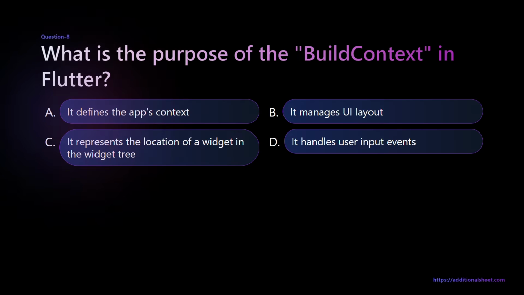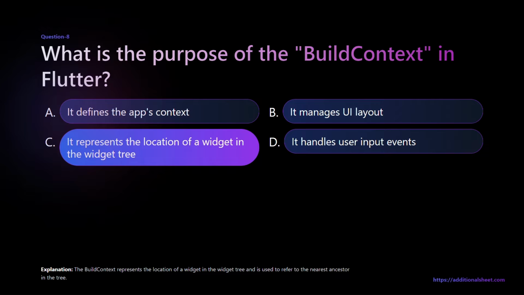What is the purpose of the build context in Flutter? Option A, it defines the app's context. Option B, it manages UI layout. Option C, it represents the location of a widget in the widget tree. Option D, it handles user input events. The correct answer is option C, it represents the location of a widget in the widget tree.